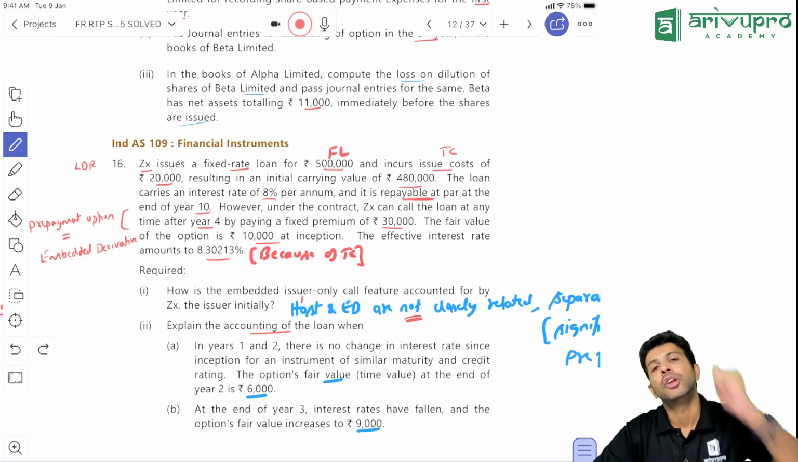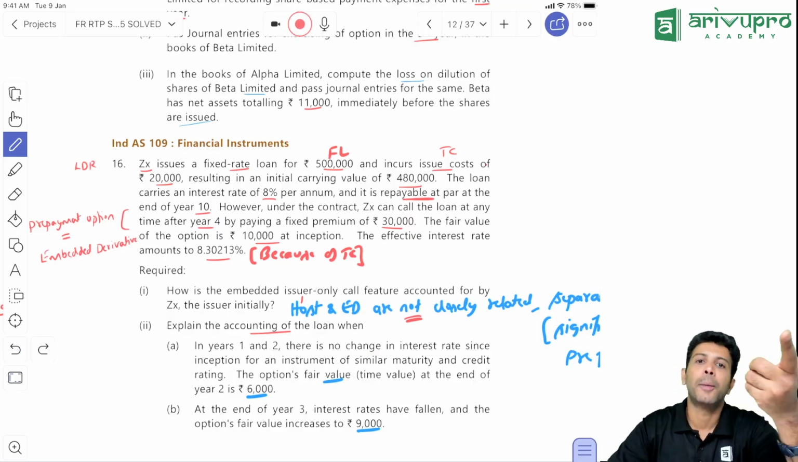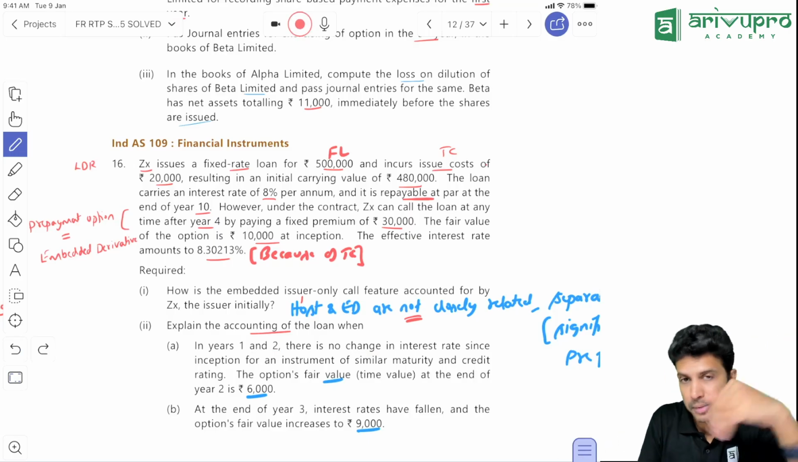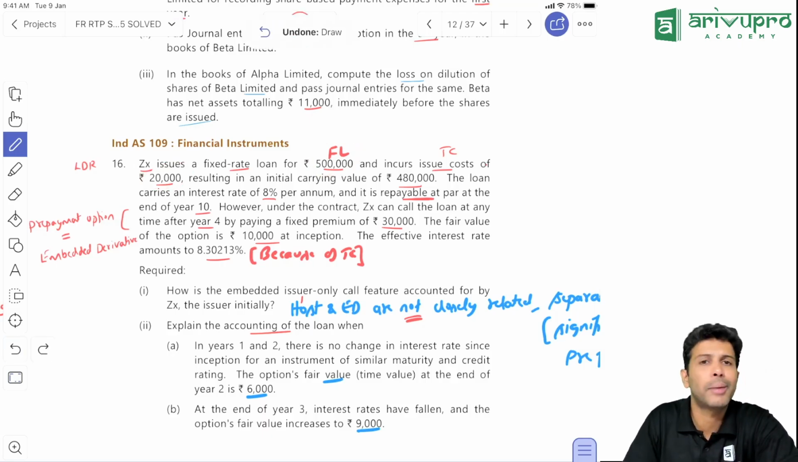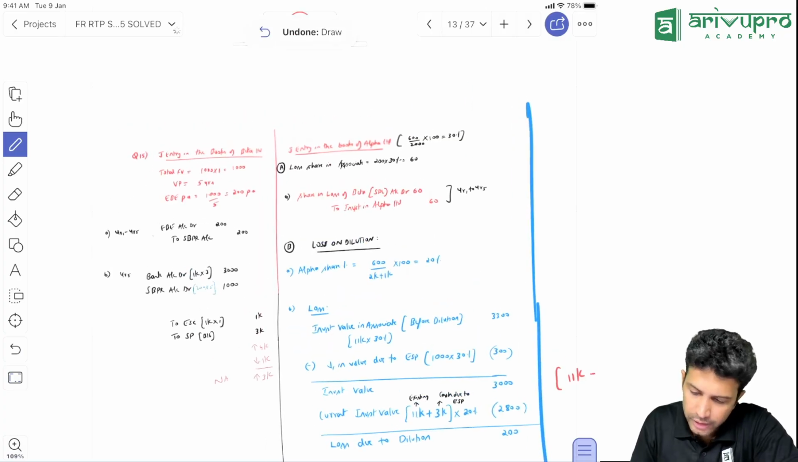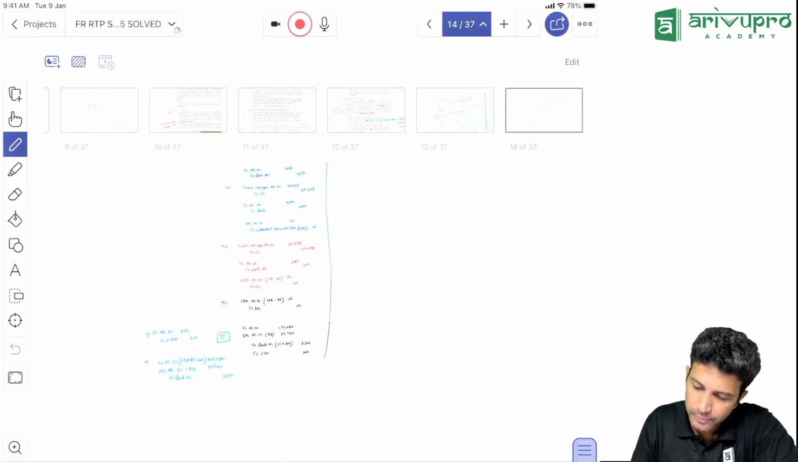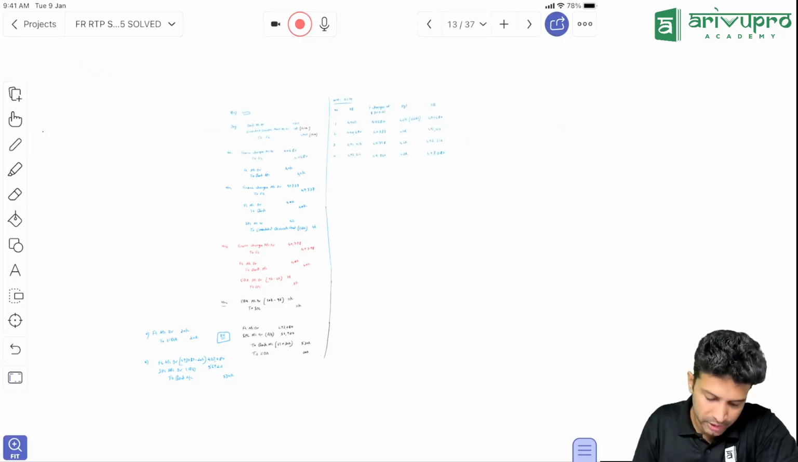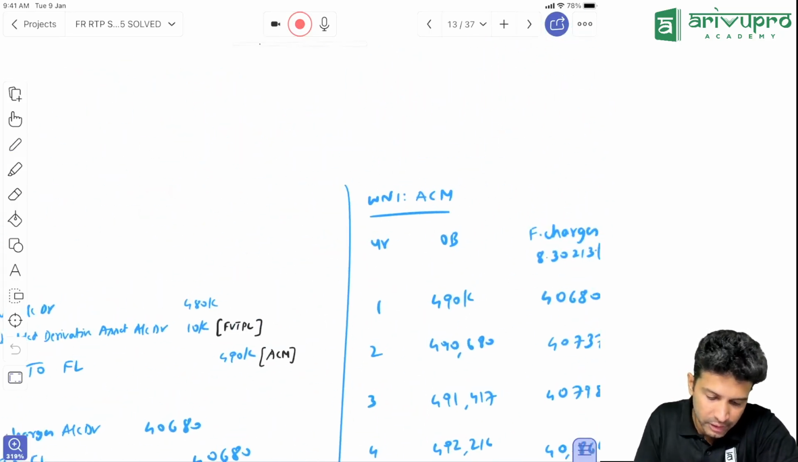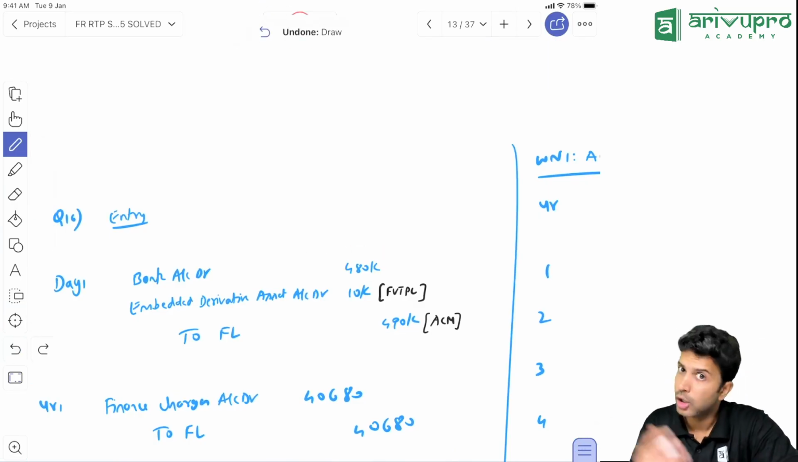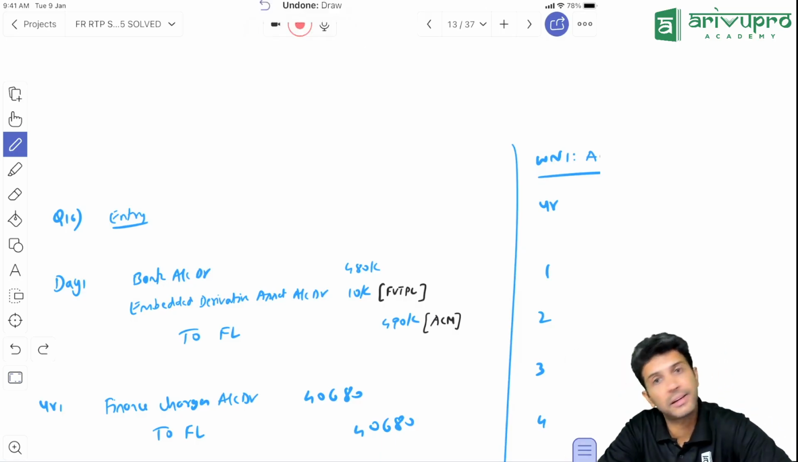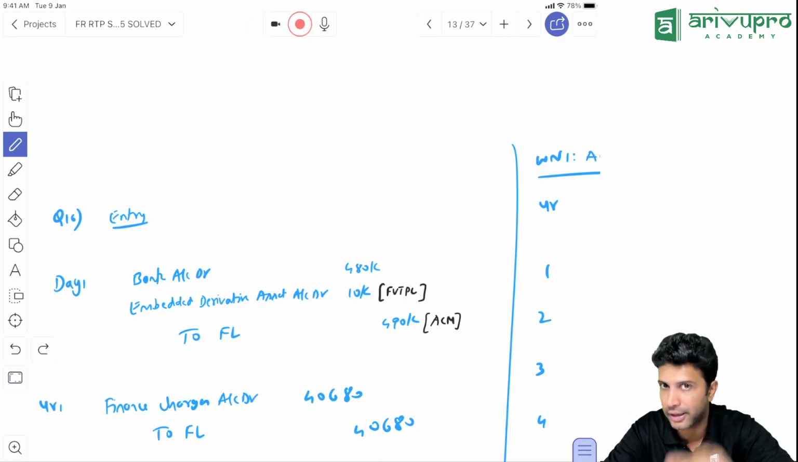So what is the entry you'll pass now? How much money did the company issue? The company took a loan for 5 lakh and there is a transaction cost of 20. So bank account debit 4 lakh 80,000. This is the day 1, or year 1 beginning. We'll pass the entry: bank account debit 480. That's it. No, since the host and embedded derivative are not closely related, we need to separate, right?